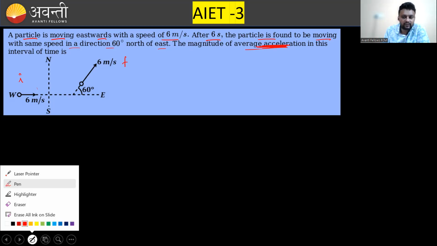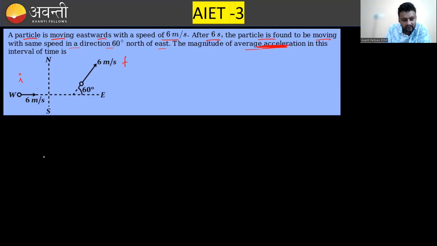So first of all, we will start with what average acceleration is. Average acceleration is the change in velocity, v final minus v initial, divided by the time period. That is what average acceleration is. Let it be equation number 1. Now I will write v final and v initial and we will get the answer.